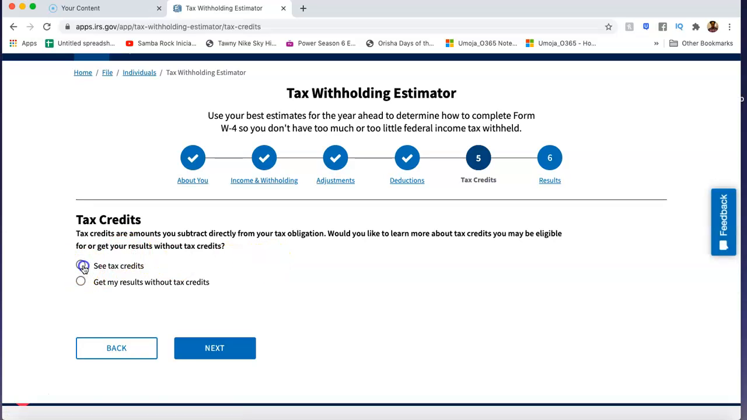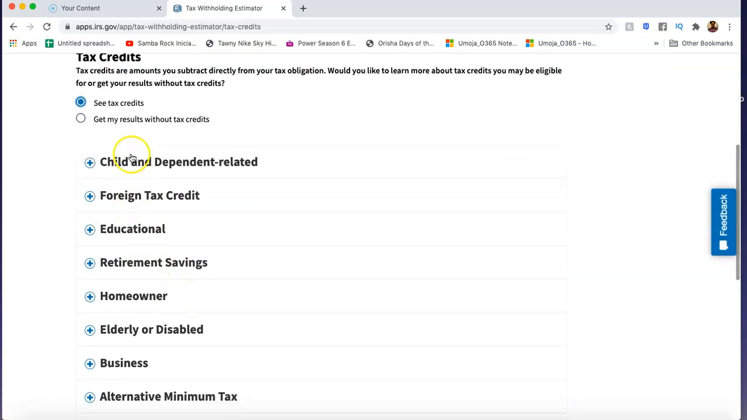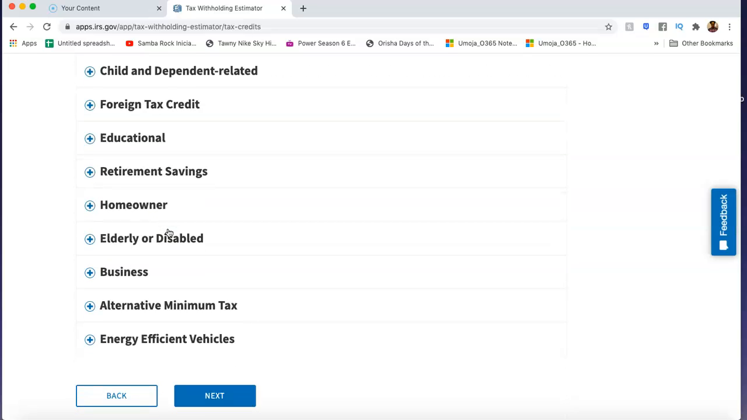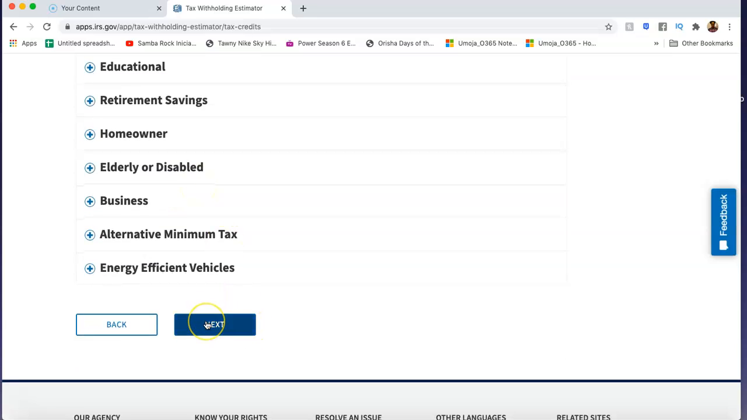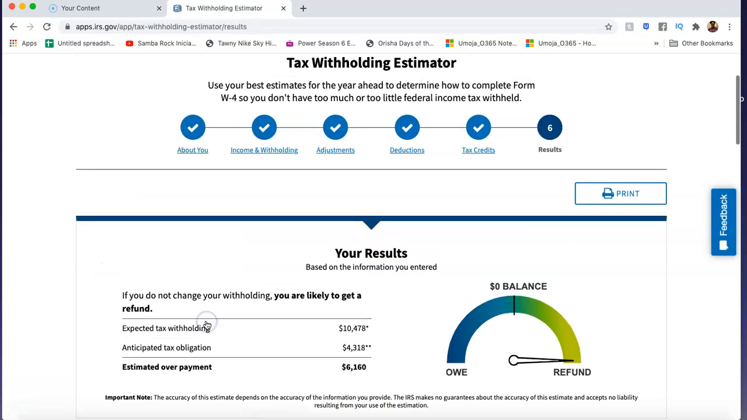Tax credits, we're going to see the tax credits. Now, if she had children, she would go into this child independent related. If she was a teacher, she would go into educational. But depending on your situation, you would go to the area that makes sense for you, right? So after doing all that, we go to the results, right?